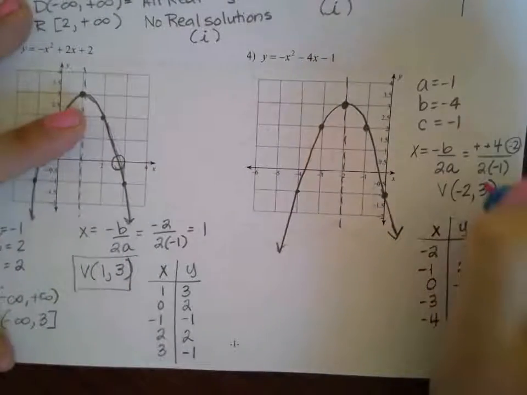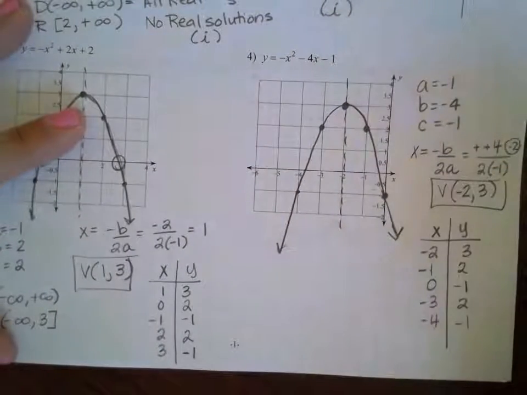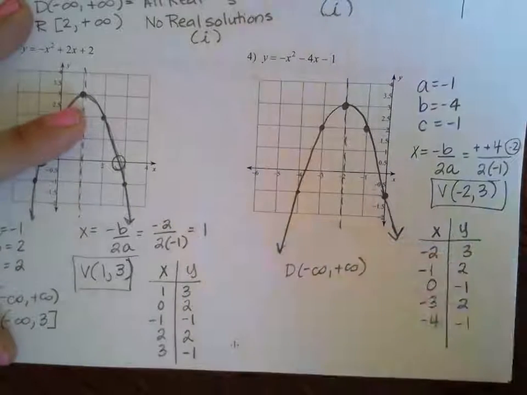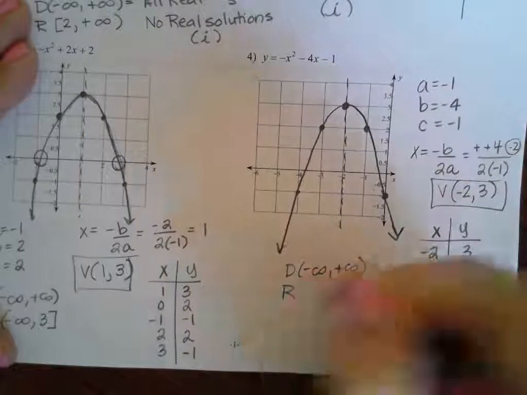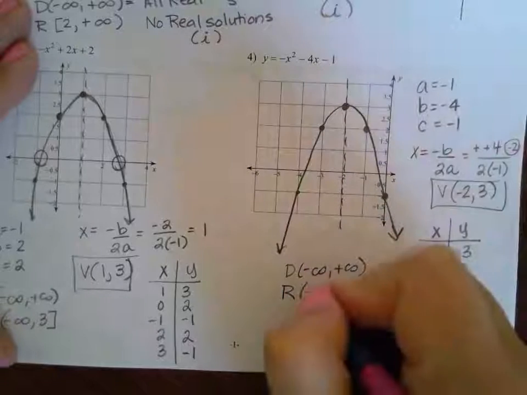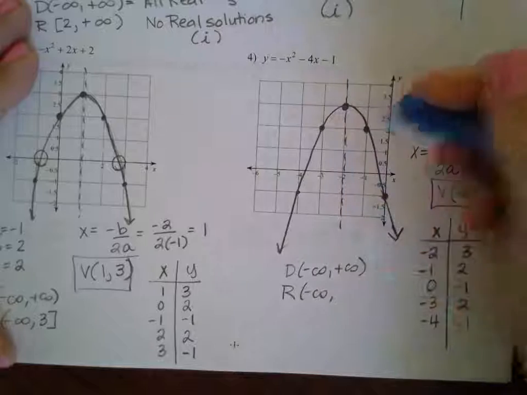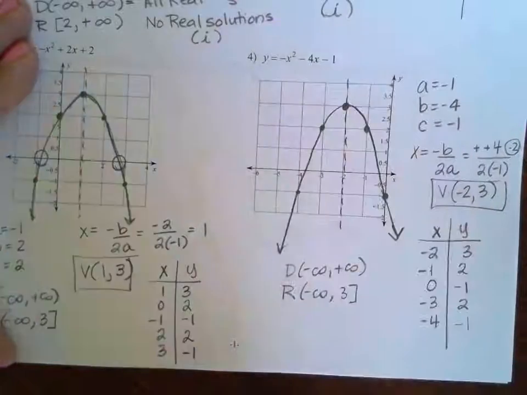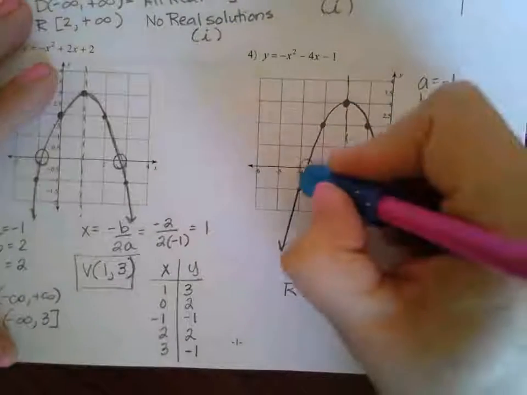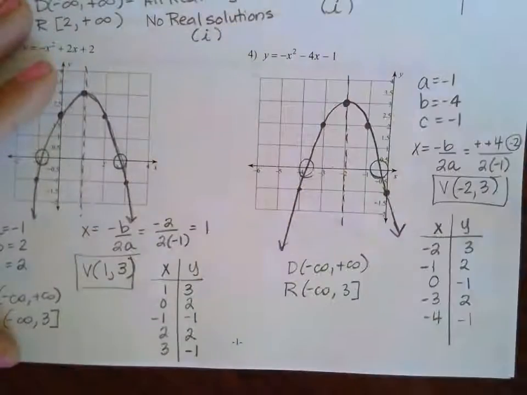And then your vertex, we got. Your domain is negative infinity to positive infinity. Your range, how low you go to how high you go. So that's going to be negative infinity up to 3. And then your solutions are where it crosses the x-axis. So somewhere right here and somewhere right there.